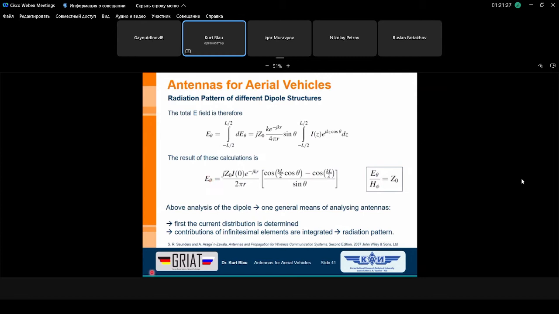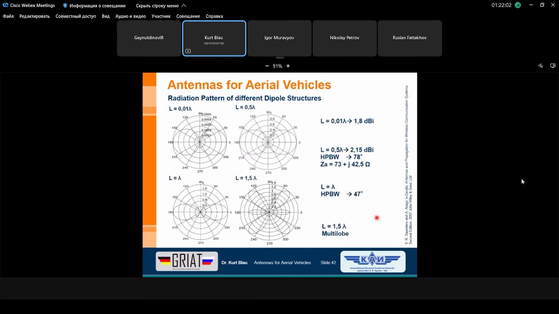Yeah, the above analysis of the dipole leads to one general means of analyzing antennas. We can say first we have to determine the current distribution, and if we know this, then we can integrate the contributions of these infinitesimal elements, and then we can find the radiation pattern. Yeah, and this is for the examples I have shown.